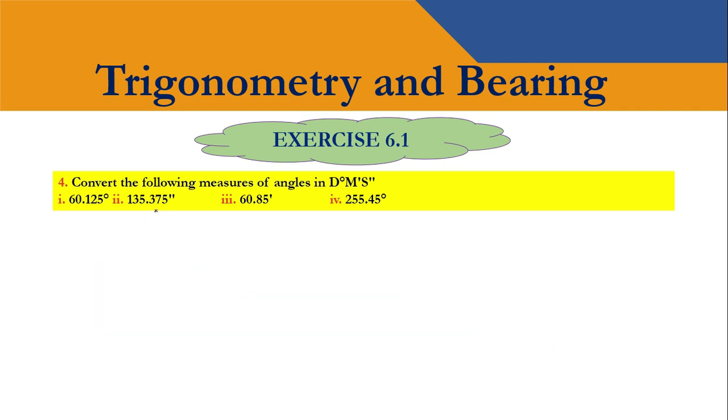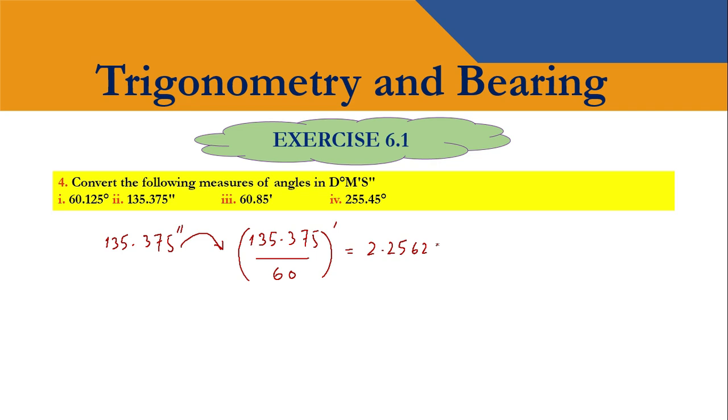Let's solve another part, that is our second part, 135.375 seconds. To convert that seconds into the minutes, we have to divide it by 60. So first we will divide 135.375 by 60, and the whole thing is converted back into the minutes: 2.25625 minutes. The highest reading is of the minute, which is 2 minutes.